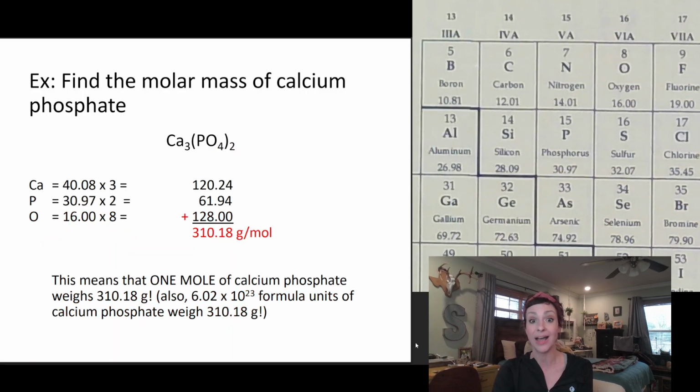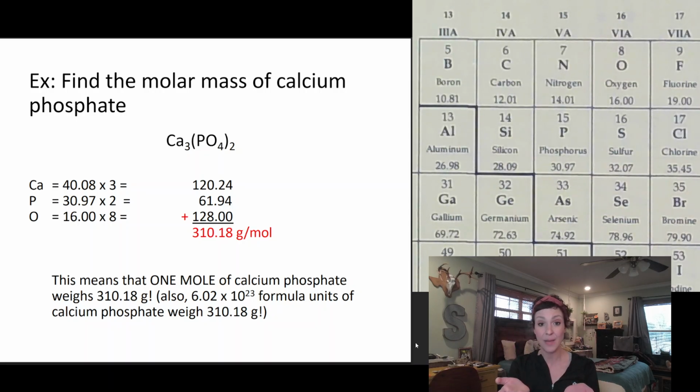So what do I do now? Y'all, I add them up. And when I add all of them up, I get 310.18 grams per mole. That is the molar mass of calcium phosphate. That means 1 mole of calcium phosphate weighs 310.18 grams. That also means that 6.02 times 10 to the 23rd formula units of calcium phosphate weigh 310.18 grams. Very cool. Basically, all we've done here is find each one of the elements, multiply them by how many of that element you had, and add up all of the molar masses.